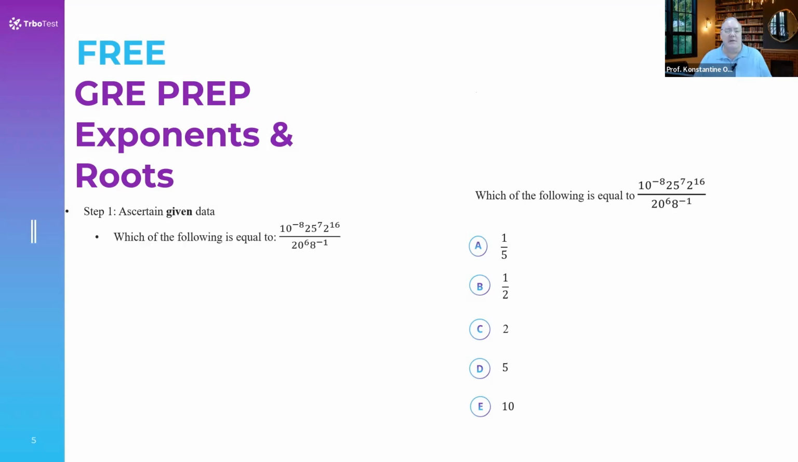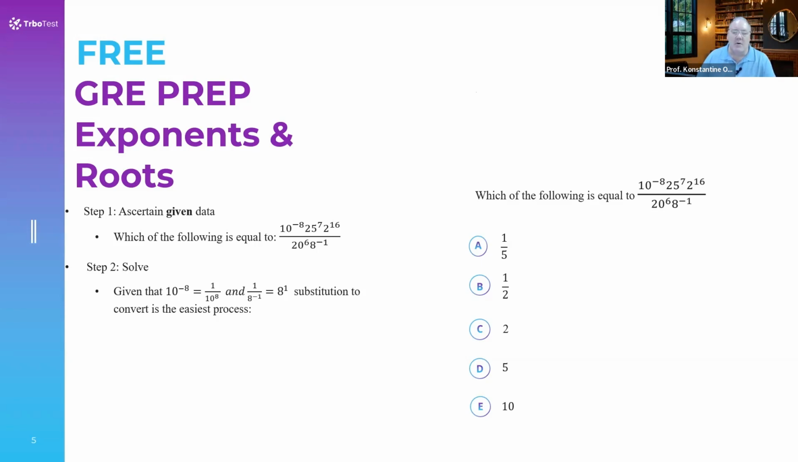So let's look at it. The first thing we have is a question. Which of the following is equal to this fraction? All right, so if we solve it, we need to know this. Given the fact that 10 raised to the negative 8 is the same thing as 1 over 10 raised to the 8th, right? Remember the rules of exponents when you have a negative.